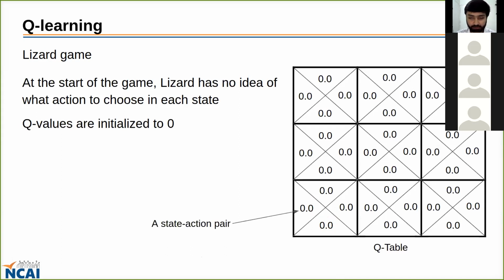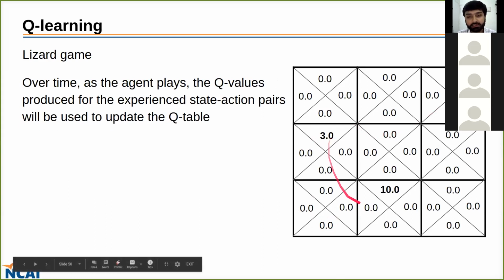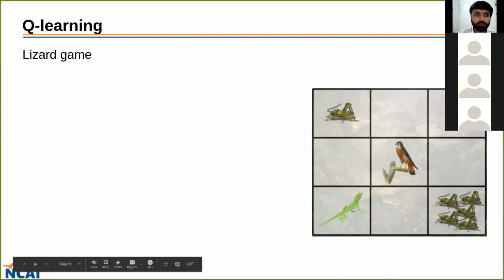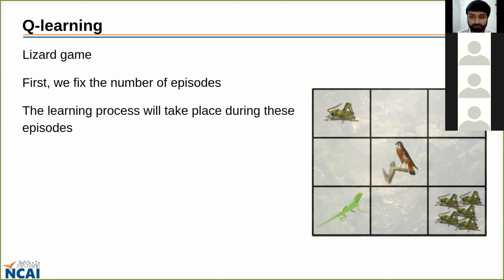This is called the Q table, which actually encompasses the entire environment and the actions which we can take in that environment. Over time, as the agent plays, the Q values produced for the experienced state action pairs will be used to update the Q table until we find the optimal values. Okay. Now, first we fix the number of episodes, or we can define a certain criteria of convergence, but most of the time we fix the number of episodes of learning. The learning process will take place during these episodes of interaction, and the episodes are bounded by the lizard landing on a bird or 5 grasshoppers, or we can actually define a stopping criteria if it doesn't visit these ending states.